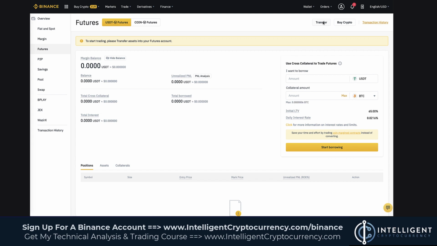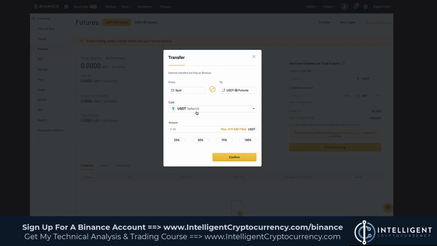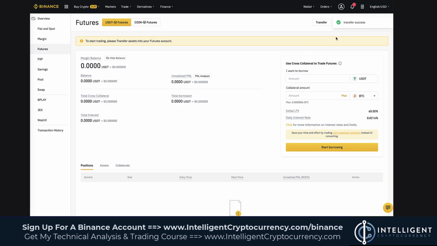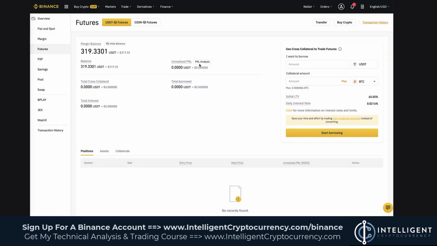So I'm going to click over here on transfer, and I'm going to say I want to transfer from my spot wallet to the futures account. You can see I have $319 over here. So let's just make that transfer. It's instant and it's free. Okay, so you're just transferring between your Binance accounts.